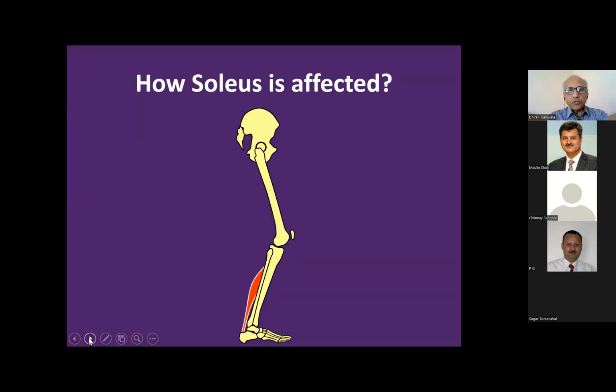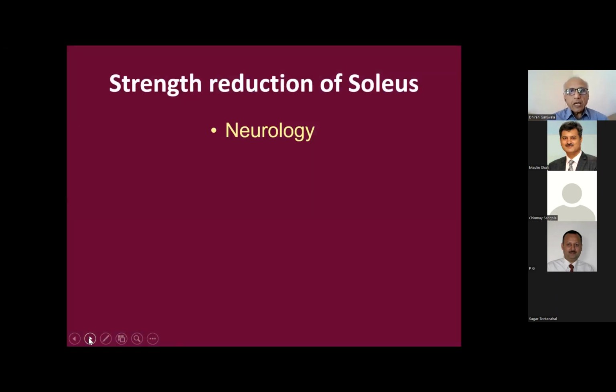So now let's come to the question: how does soleus become inefficient, how is soleus affected? There are various reasons for the strength reduction which is taking place at the soleus. The first is a neurological problem. All children with cerebral palsy have upper motor neuron lesions, and one of the cardinal features of upper motor neuron lesions is weakness. So because of their primary brain lesion, weakness is an inherent part of cerebral palsy children.